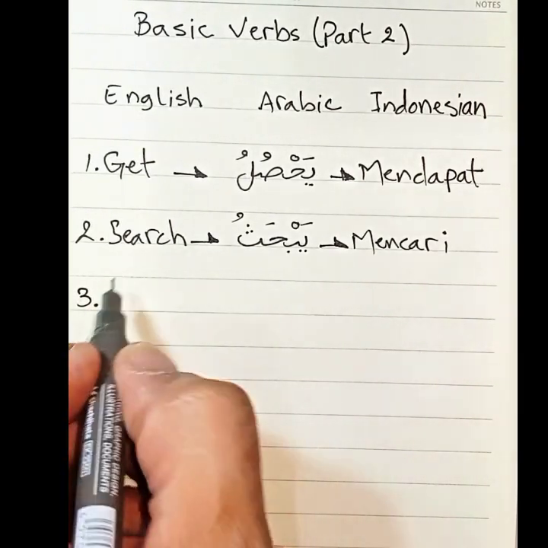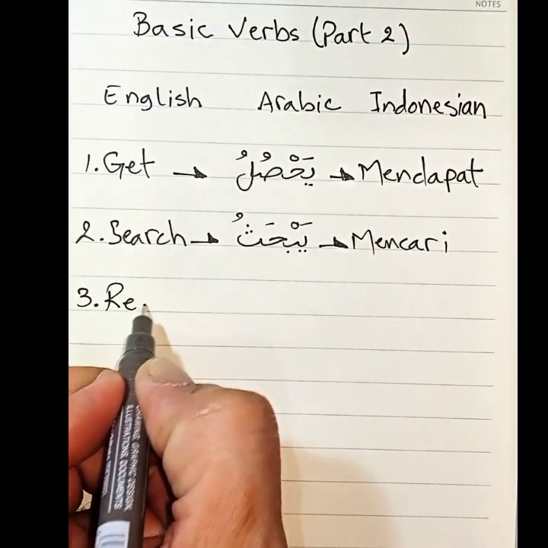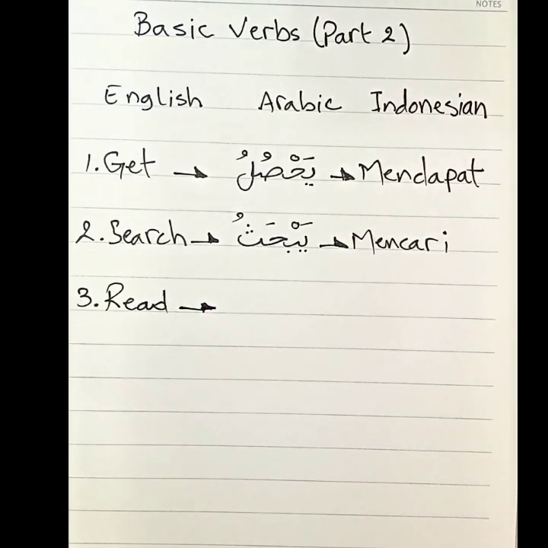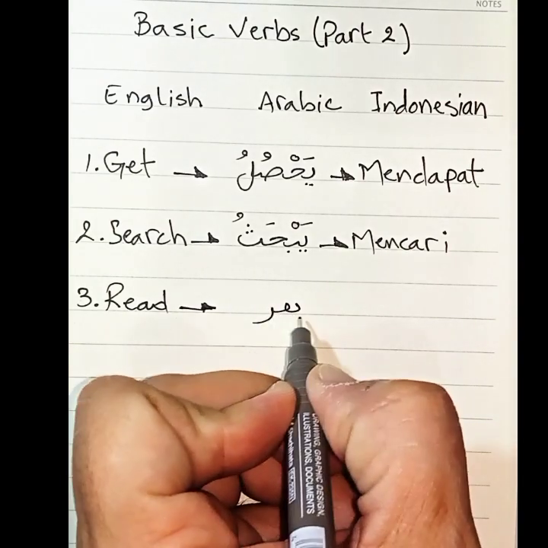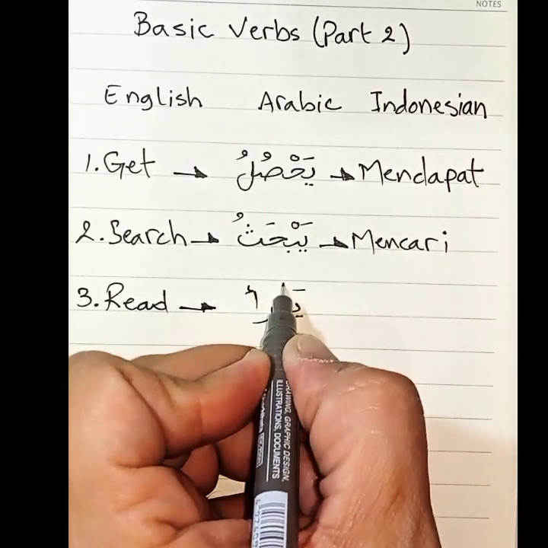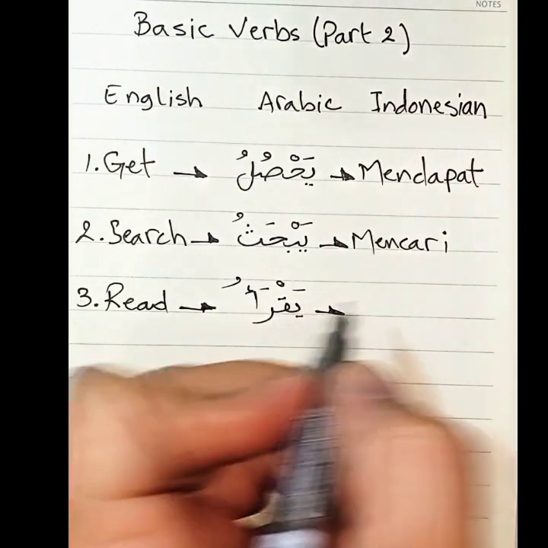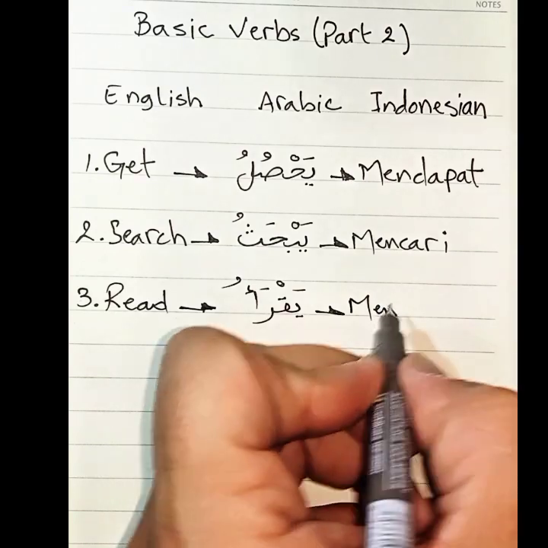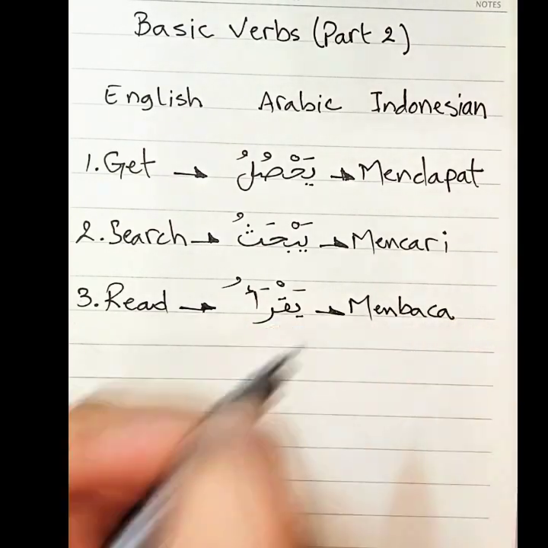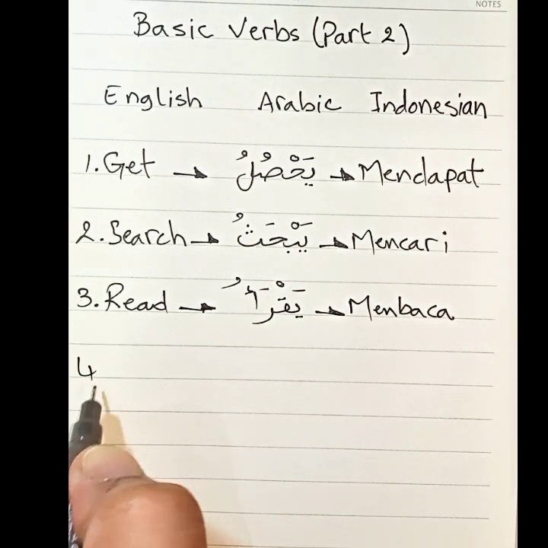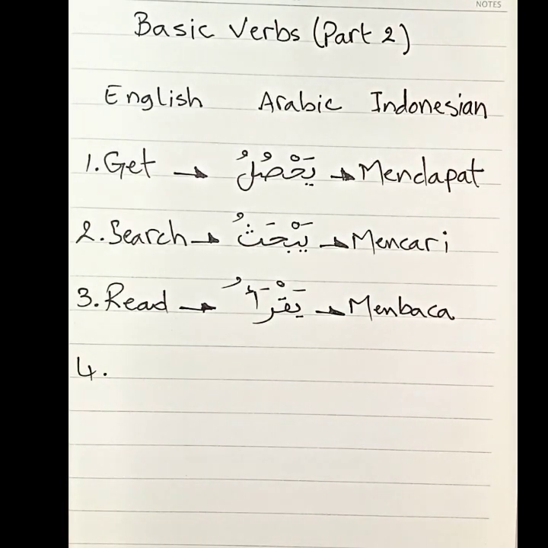Verb number 3. Read. How to say read in Arabic? Okay, it's يقرأ. Read, يقرأ. In Indonesian, it's membaca. Membaca. Baca. Like get, dapat, cari, baca, mendapat, mencari, membaca.